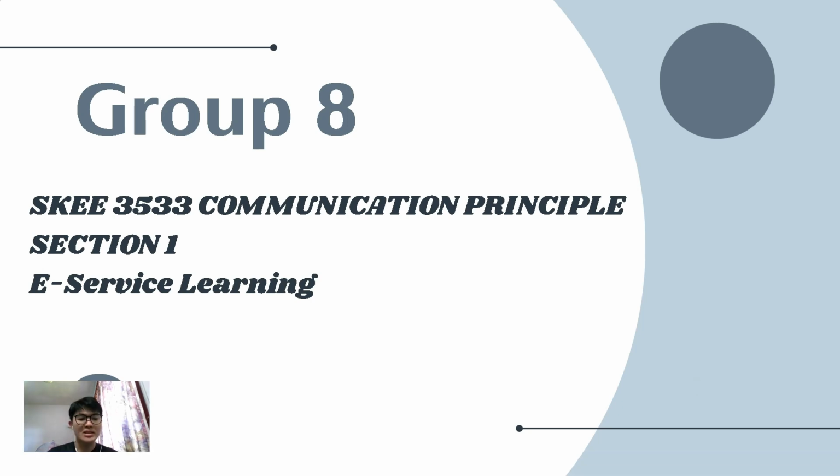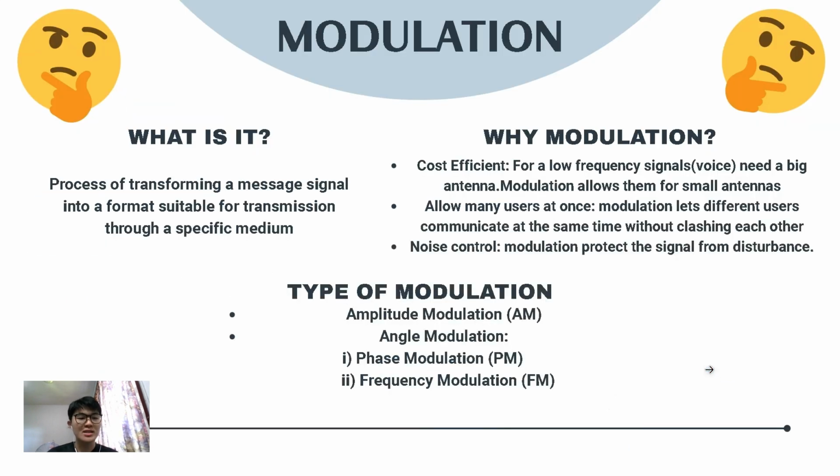So this video is about the e-service learning of the cost communication principle. In this video, we will talk about amplitude modulation. So you may ask, what is modulation? Modulation is a process of transforming a message signal into a format suitable for transmission through a specific medium.